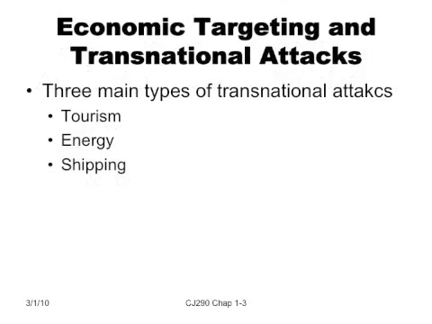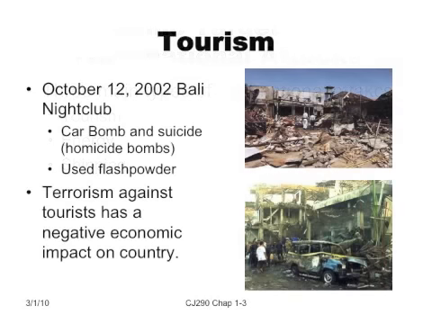Now, it's not just what terrorists use, but where terrorists attack. When you look at transnational terrorism, meaning terrorists from one country attacking inside another country, here are the three main things they're going to attack: tourism, energy, and shipping. Here's a picture of a nightclub that was attacked in 2002 in Bali. It was partly car bomb, partly homicide bomber, right? Because it's not that they want to die, it's that they want to kill.